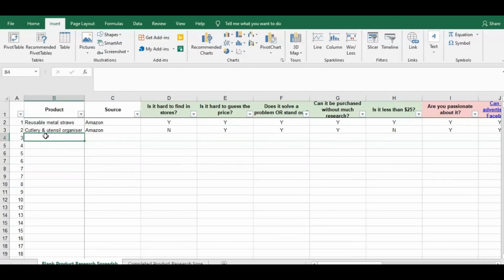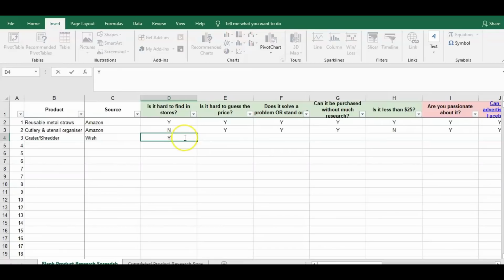So here we are back in the spreadsheet. We can call it a grater shredder, and it was on Wish. Is it hard to find in stores? Maybe not. I haven't seen anything with that sort of multifunctional element, but then I guess if you went to a kitchen store, they may well have something like that. But I'll put yes, because I haven't seen anything that's multifunctional like that.